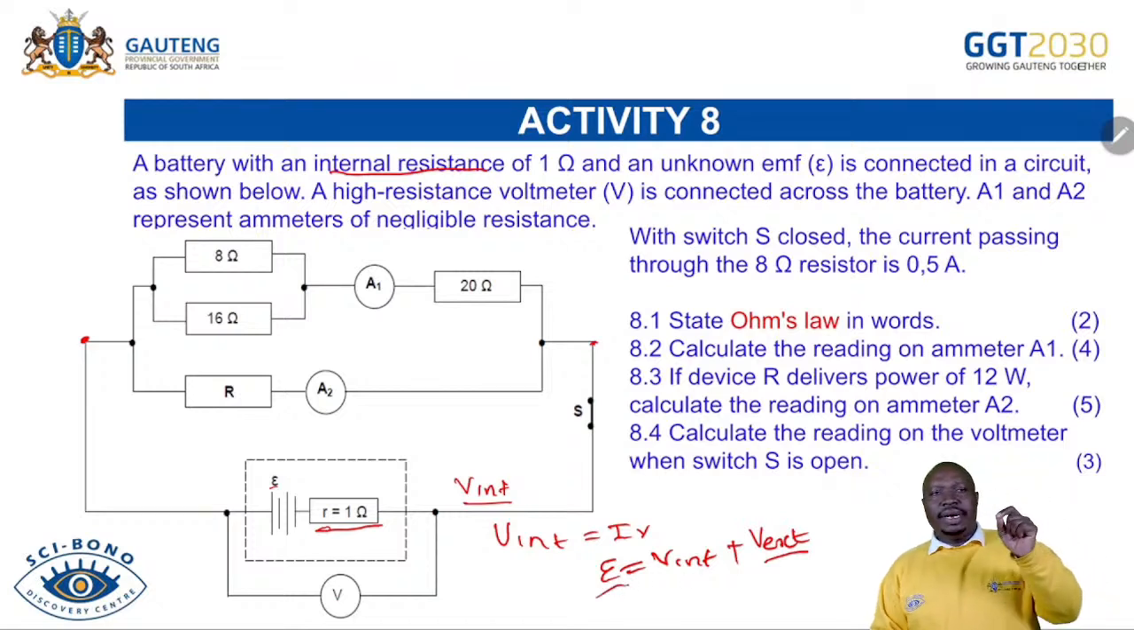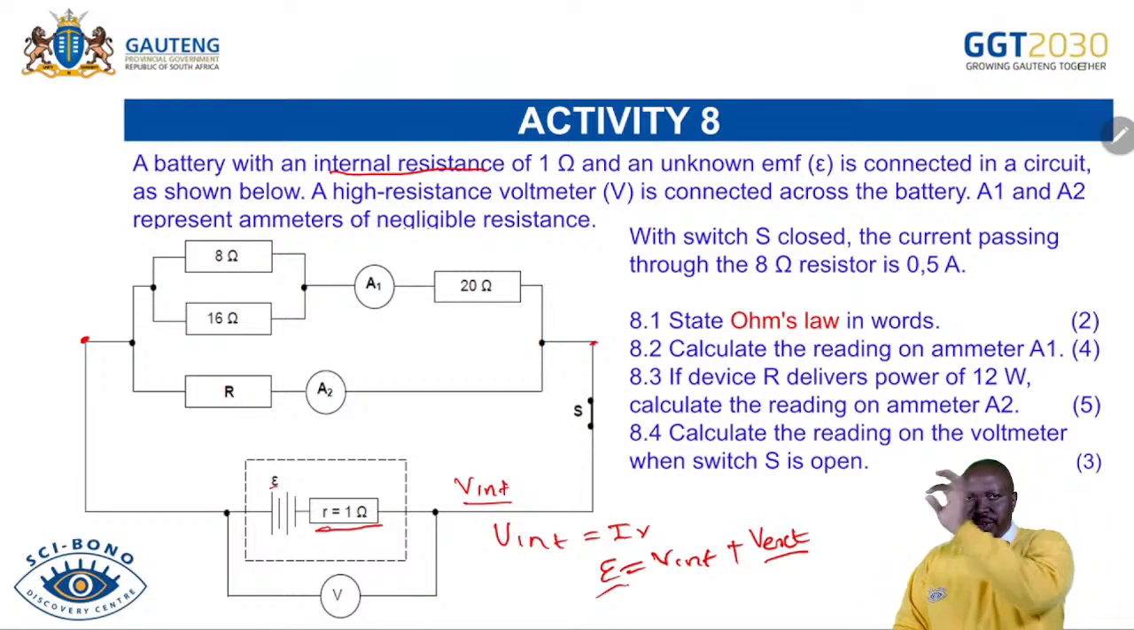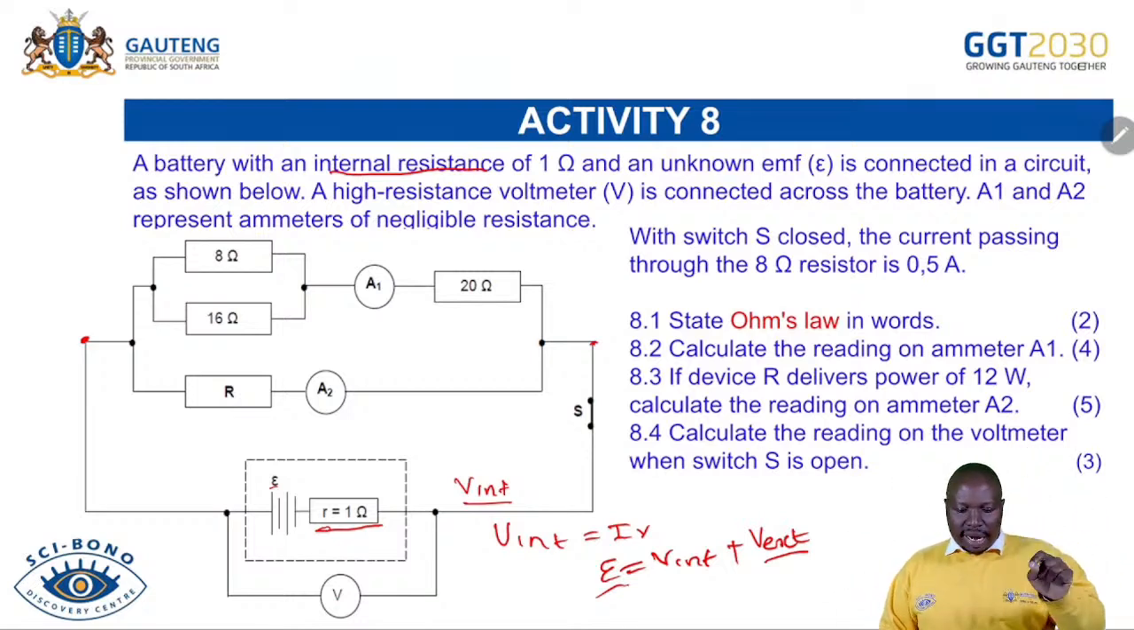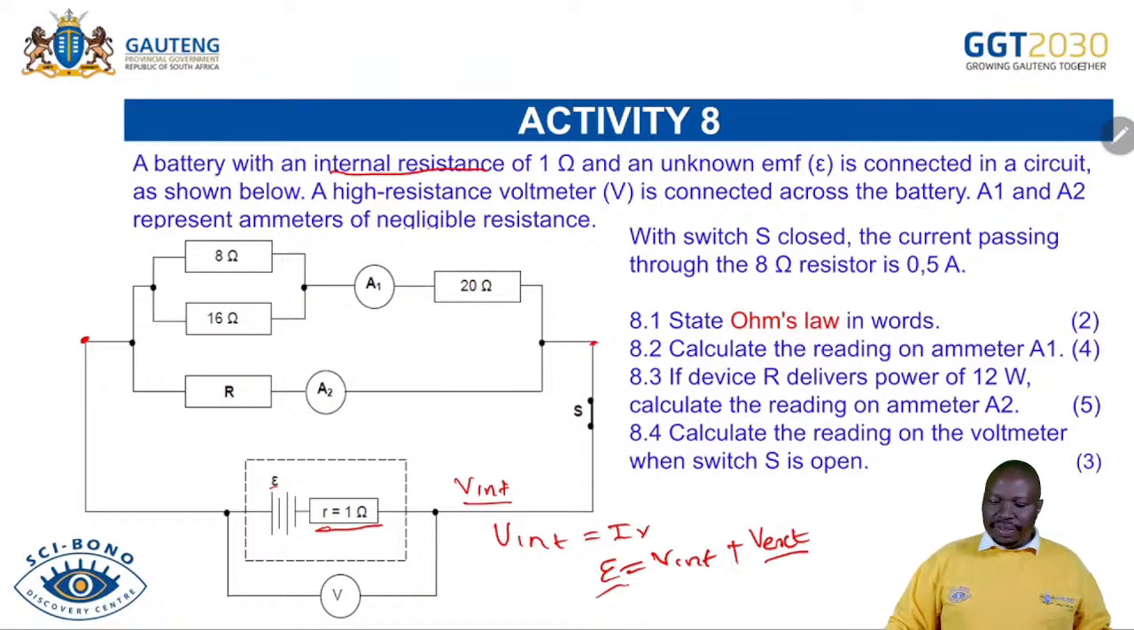It's no longer equal. But when we say internal resistance is negligible, we're saying there is no r. When there is no r, E equals the total voltage of the cell. So it's important that we always have that in our mind.